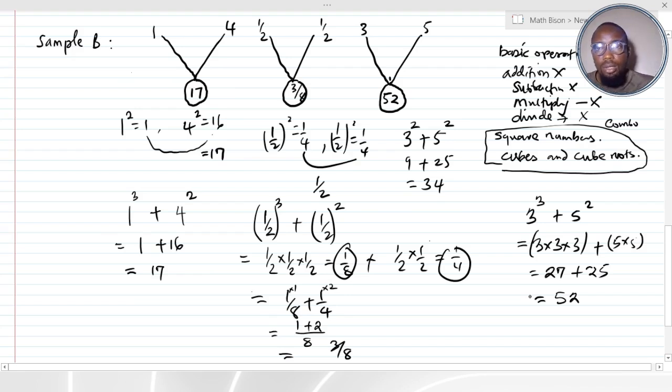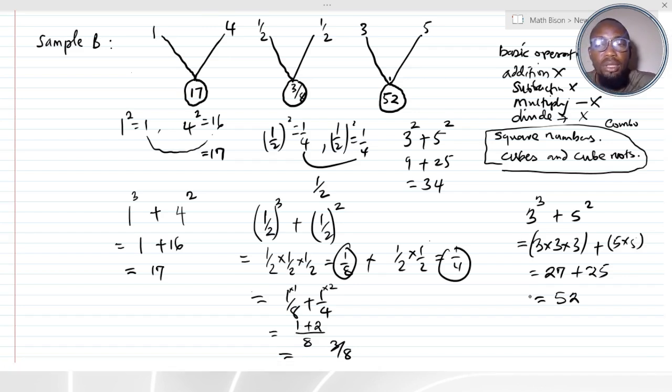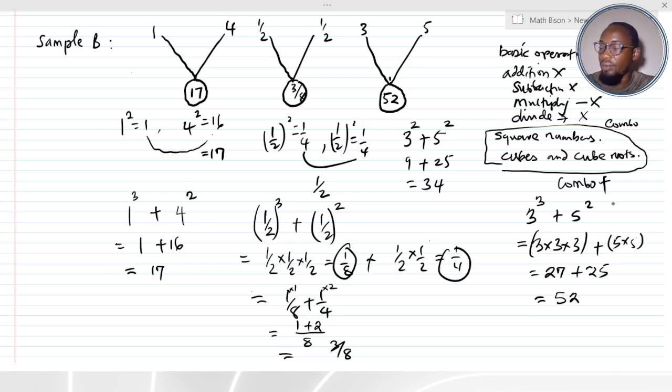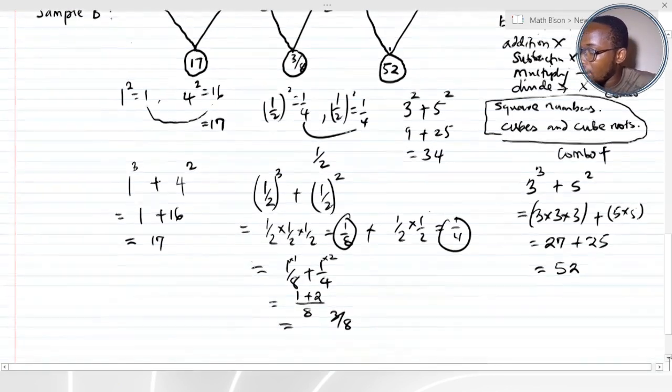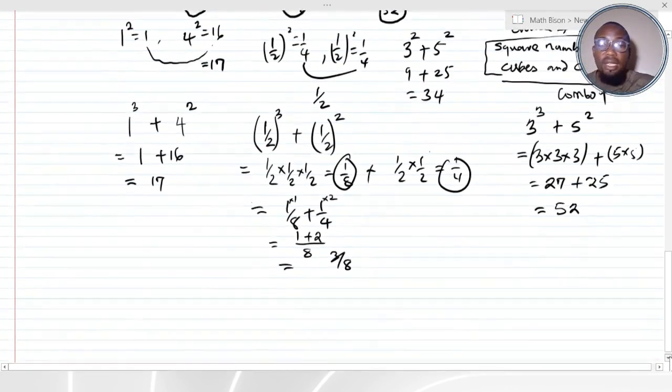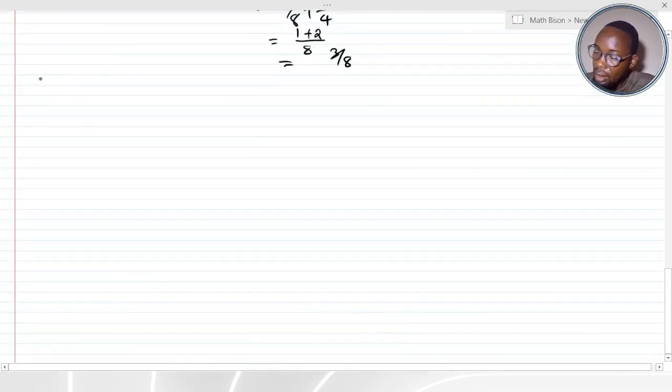So look how, using the systematic approach, following this pattern of a combo of basic operations, then trying square of numbers, cube of numbers, square roots, cube roots, and even a combo plus kind of idea. Just saying, okay, what about if you combine your cubes and your squares? What can you make out of it? This is something great. All right, let's look at a few exercises on this sample.